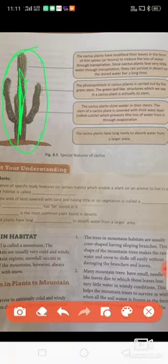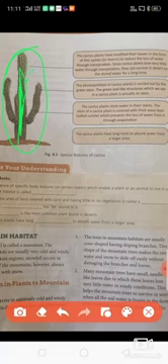Why is this stem like that? Because this stem stores a lot of water, and the stem is able to store the water for a long time. Sometimes the people of the desert, when they are in scarcity of water, they take one cactus, cut it, squeeze it, and the water comes out. So the stem of the cactus is thick.